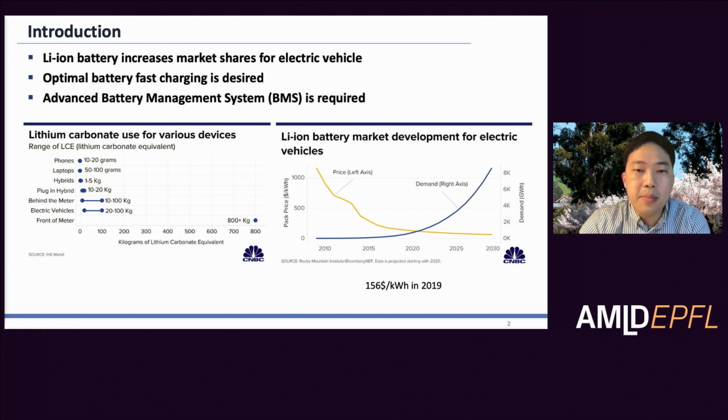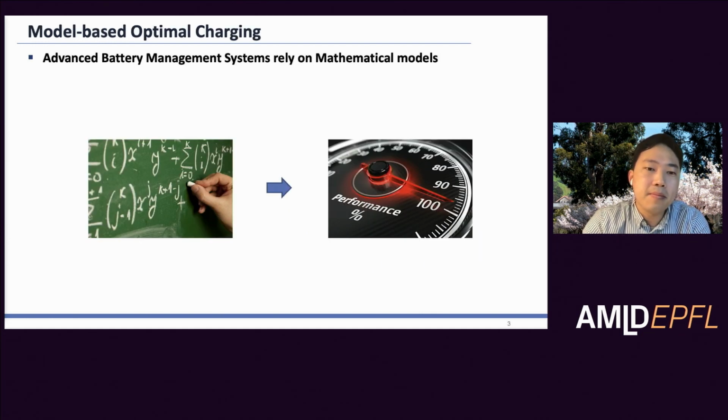So as more batteries are dispatched in our real world, optimal battery fast charging is much desired. That is also the so-called advanced battery management system. So what is an advanced battery management system? Basically, we rely on more detailed mathematical models and guarantee maximized performance and safety.